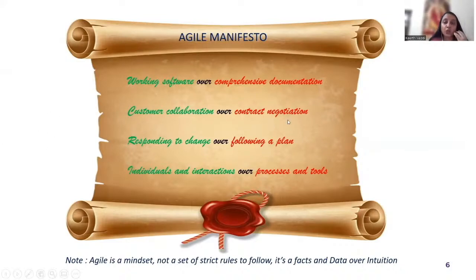And customer collaboration over contract negotiation. In the traditional model, usually the contracts will dictate what exactly is to be achieved at the end, but this may lead to deviations because a lot of changes happen in between the release cycle, and they cannot be accommodated because we have already planned what is required in the contract. But in Agile, it's not the case. Here we have customer collaboration right from day one of your product development life cycle, and with the regular feedback given by them, we can incorporate the changes because it's not static.